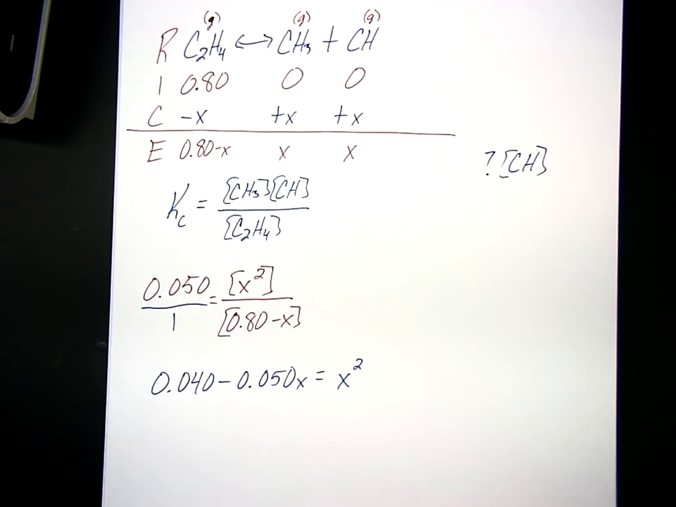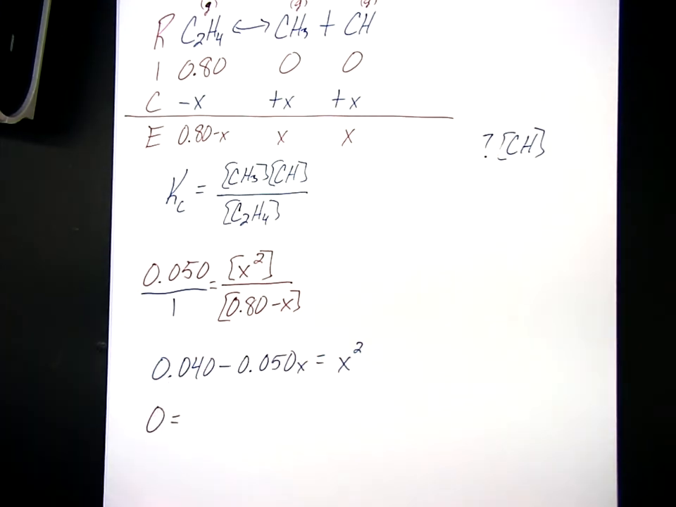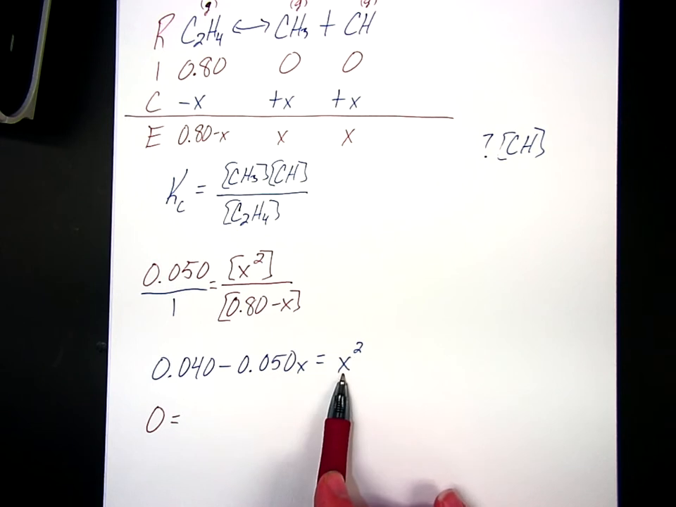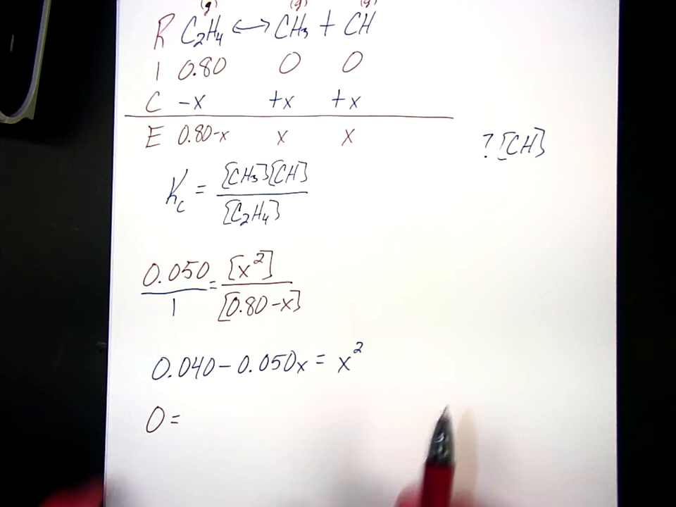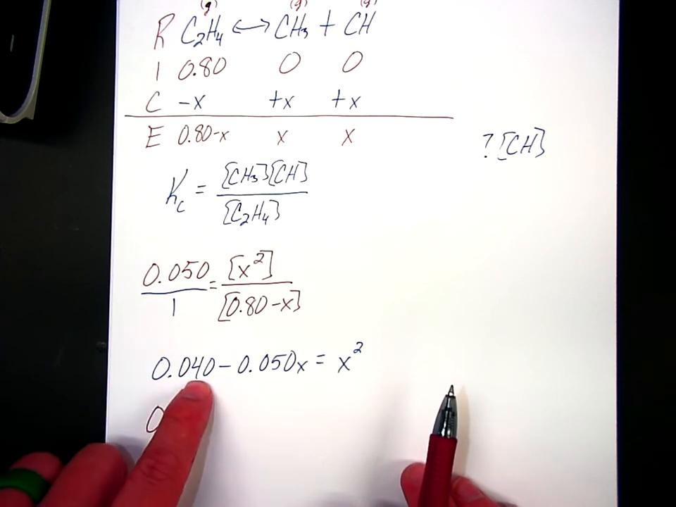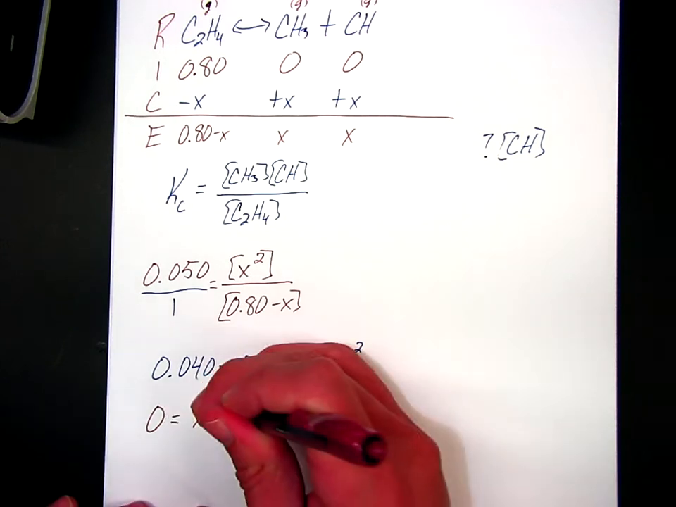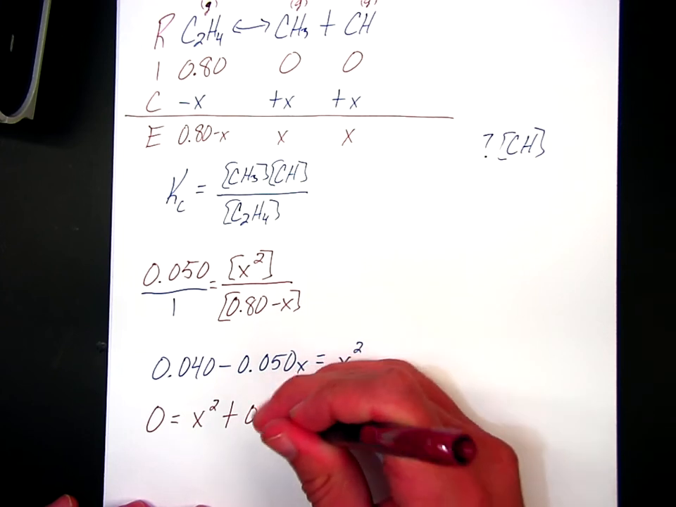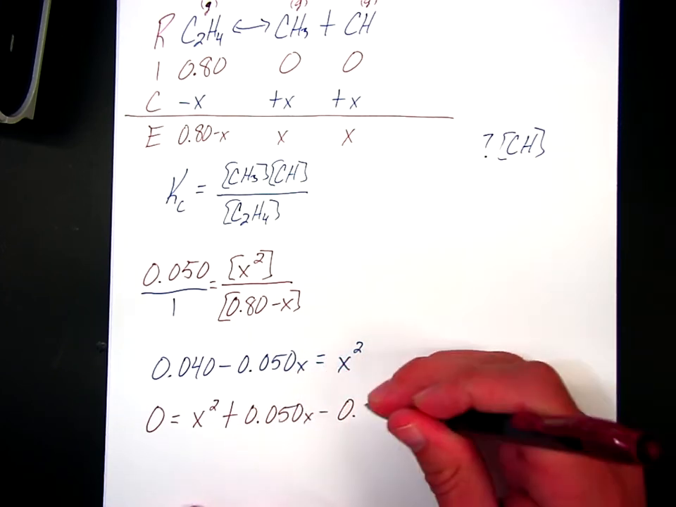Here's where my quadratic begins to form. And if you remember, I really need it to be a 0 equals expression. So I need to bring everything to one side of the equality, but I never want the X squared to go negative, which it would if I brought it over here, because I'd have to subtract. So I'm going to bring all this stuff over to this side. By subtracting 0.04, it'll make it negative, and by adding 0.05, it'll make it positive over here. So the expression comes out to be X squared plus 0.050X minus 0.040.